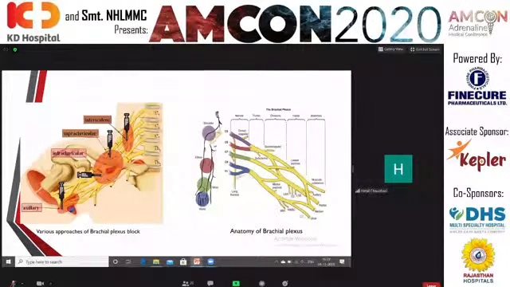These are the various approaches of the brachial plexus: interscalene, supraclavicular, infraclavicular, and axillary. These are the anatomy of the brachial plexus. Next, please.